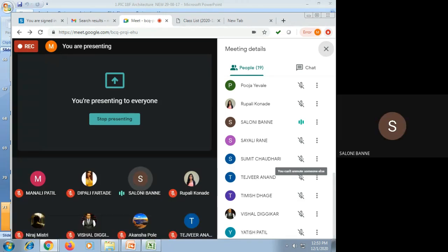Ma'am, can you repeat the name of the data sheet that you mentioned? Just Google the data sheet of PIC 18F. Otherwise, if I have that data sheet, I will send it by mail. You can just type PIC 18F data sheet, and in the data sheet everything is given related to the architecture, the memory organization, and all the features, suppose timers.